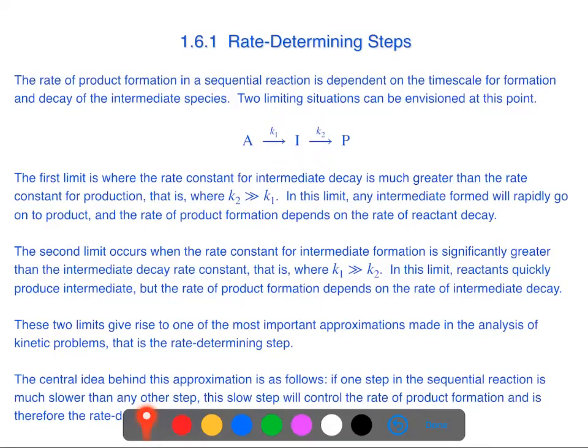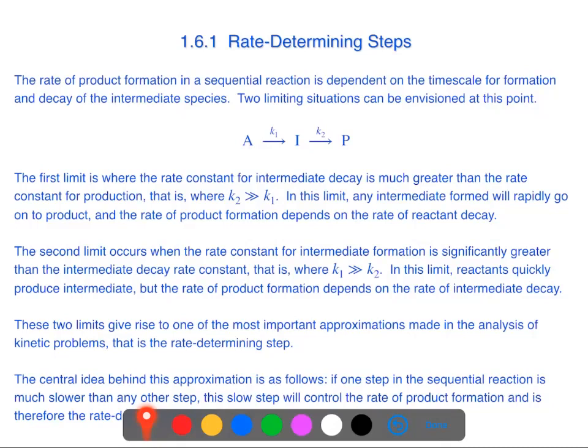So again, if this rate constant is really large in magnitude relative to the magnitude of K1, as soon as A decays to I, it goes to product. There's no buildup of the intermediate concentration under that particular limit. Now, the second limit would be the opposite scenario. So the second limit occurs when the rate constant for intermediate formation is significantly greater than the intermediate decay rate constant. So that is, K1 is much greater than K2.